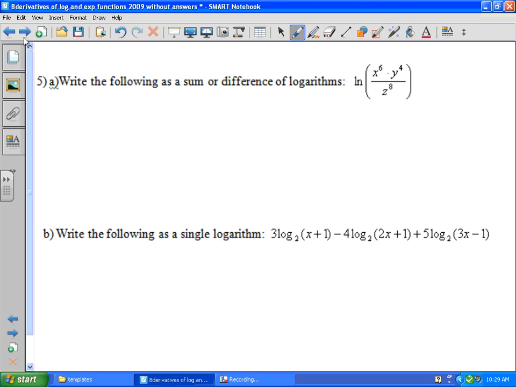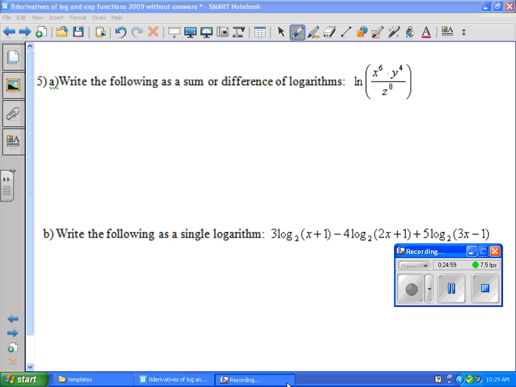All right, how about number 5, a and b? I want to give you a few moments to think about these. We're going to use these properties quite a lot, so I hope you guys remembered, or by checking with the rules we learned today, you'll be able to do these.